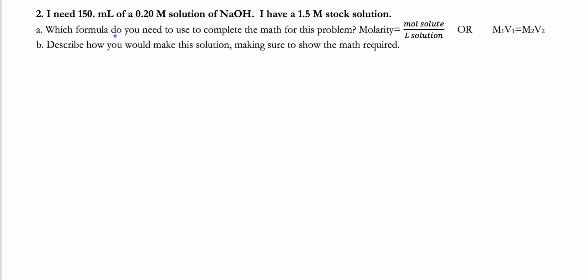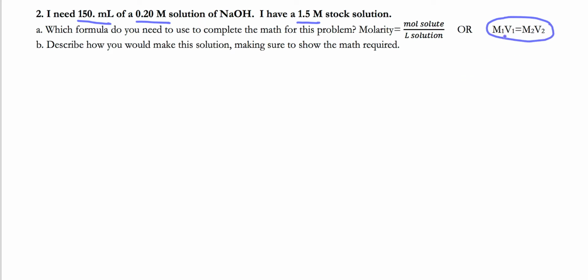All right, so for this next example, it says I need 150 mils of a 0.20 molar solution of sodium hydroxide. I have a 1.5 molar stock solution. So in this problem, rather than having a solid, what you would see is just a solution in a bottle that's more concentrated than what I want. And so as a result, you're going to be using your dilution formula here.